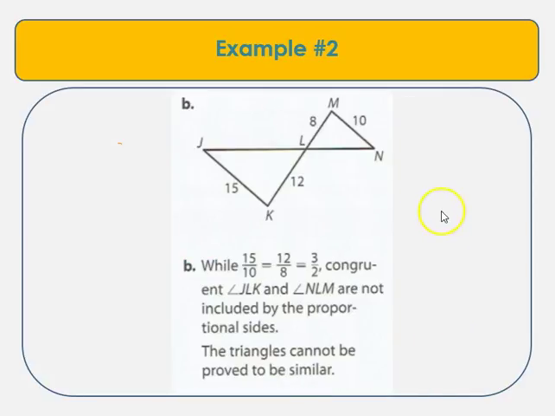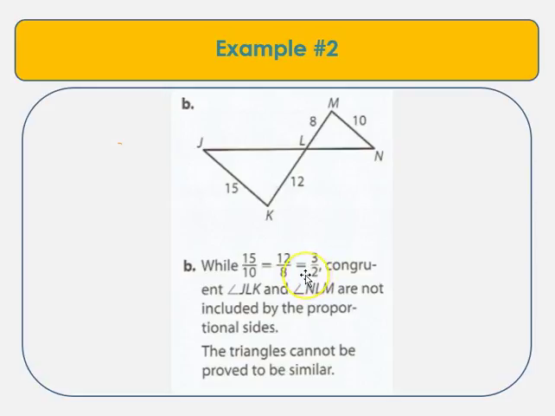Now let's look at this figure. We have two triangles. We have some shared angles. We have vertical angles that are shared. But we do have two side lengths on each. So let's see what we can do. We don't have three side lengths, and we don't have any more angles. So we can compare 15 to 10, 15 over 10, and 12 over 8.